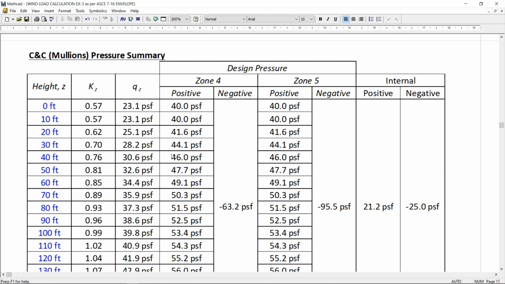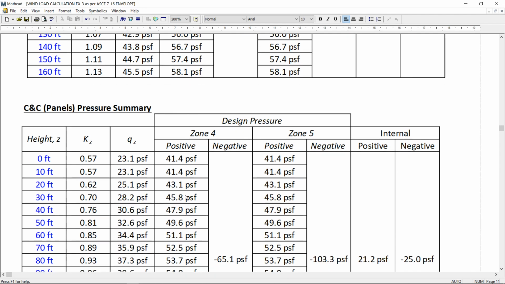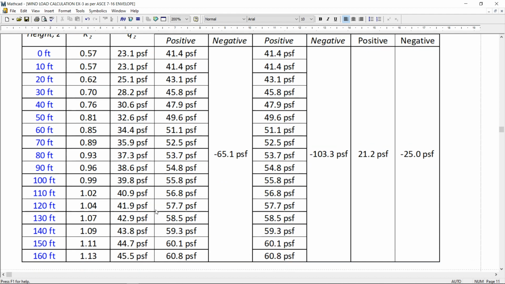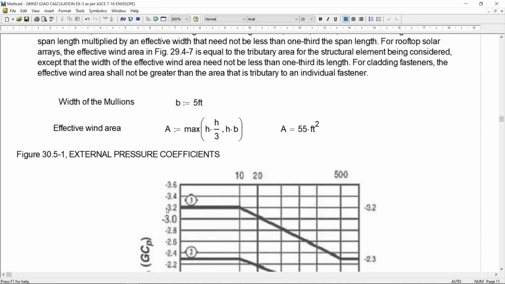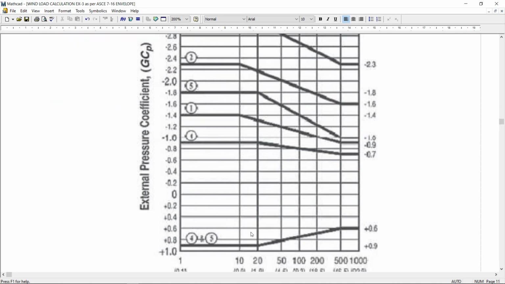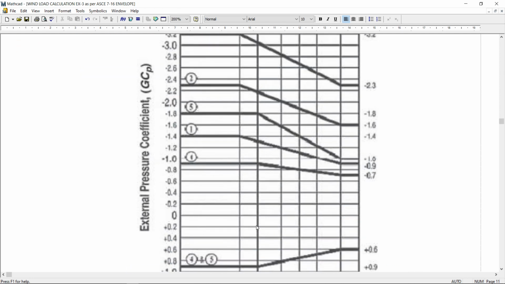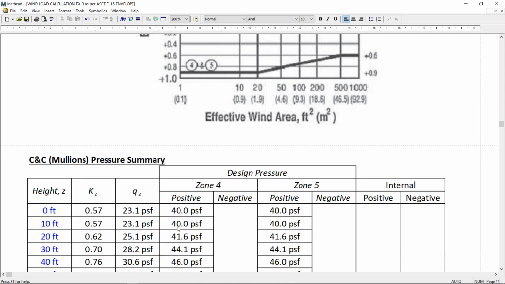This is for the mullions and this is for the panels. The panel has a different dimension size, so their coefficients were a little bit different. So I calculated all this over here. The same table, the same figure is used for panels. The panels are 27.5 square feet and the mullions are 55 square feet. So all these values are there and I calculated all these values.